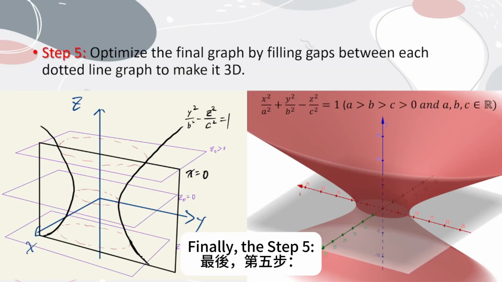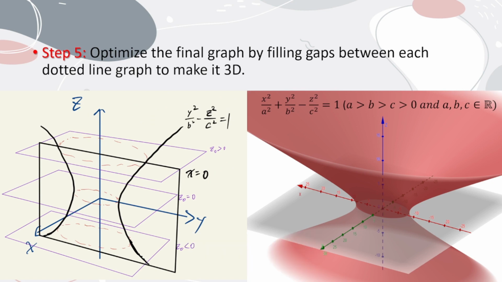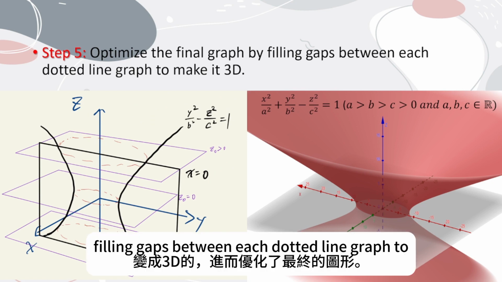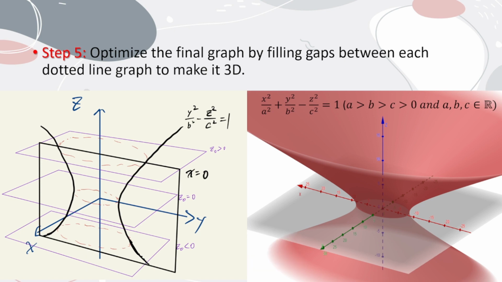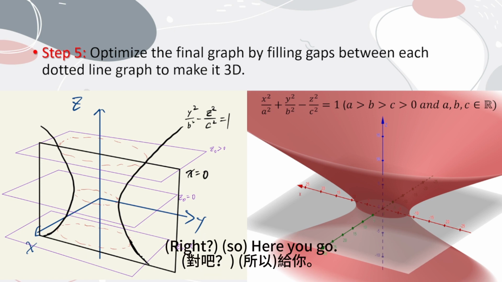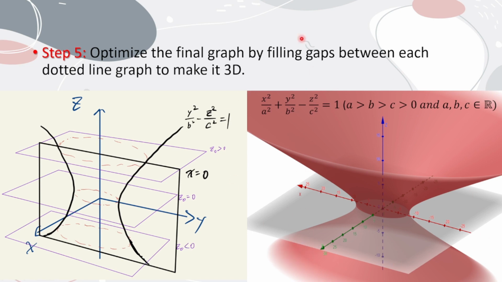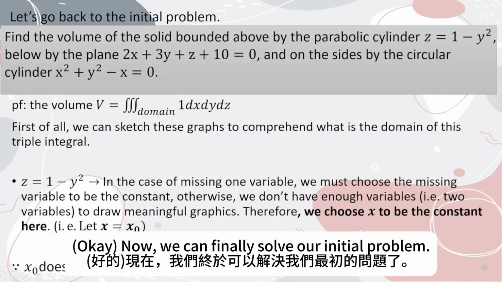Okay, finally, step 5. Optimize the final graph by filling gaps between each dotted line graph to make it 3D, like below, right? So here you go. It's the graph of this quadratic surface. Yes. Okay, now we can finally solve our initial problem.